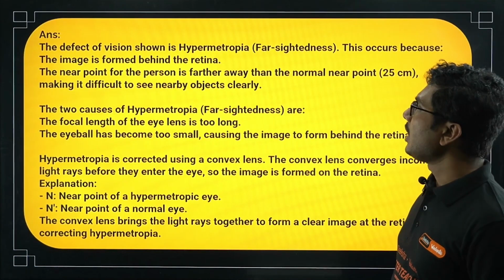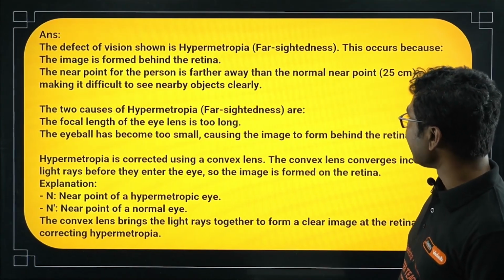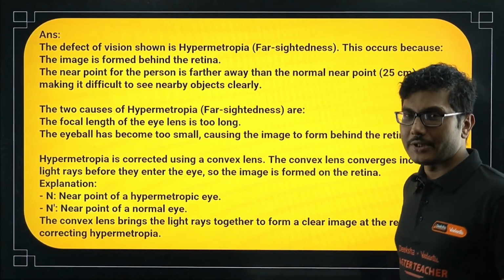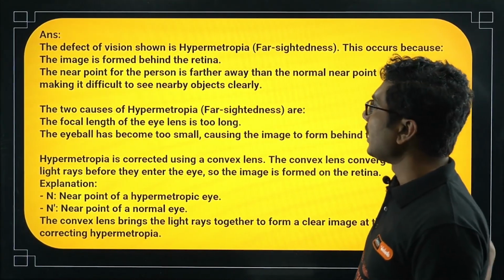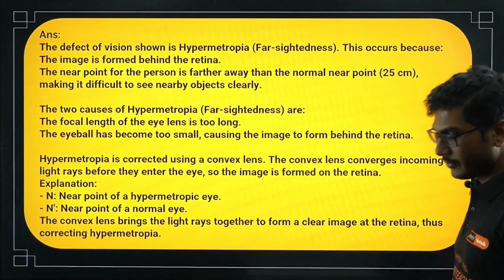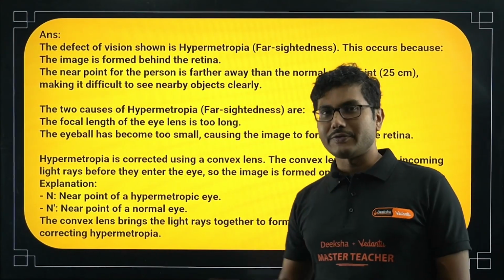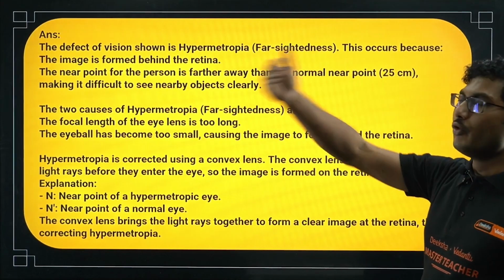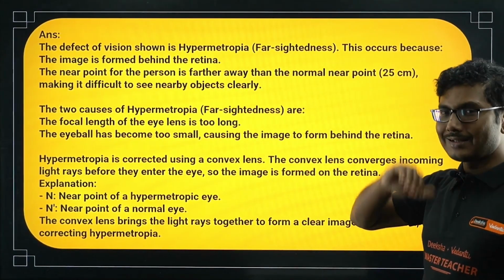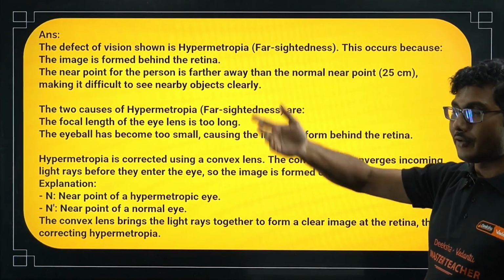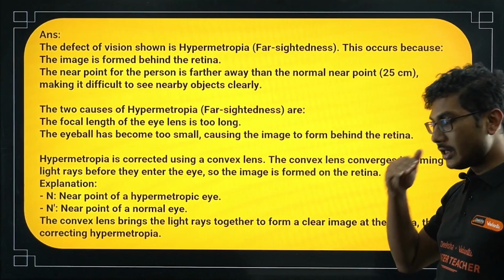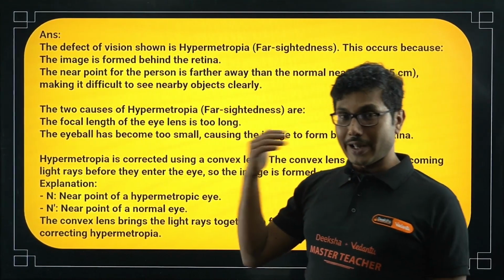The defect of vision shown is hypermetropia or farsightedness. This occurs because the image is formed behind the retina. The near point of the person is further away from the normal point, that is 25 centimeter. For a normal person, the near point is 25 centimeter, but it has moved away, that means now it is more than 25 centimeter. Be careful, it is not less than 25 centimeter, it is more than 25 centimeter. This is called the near point, the nearest point where we can see the object.